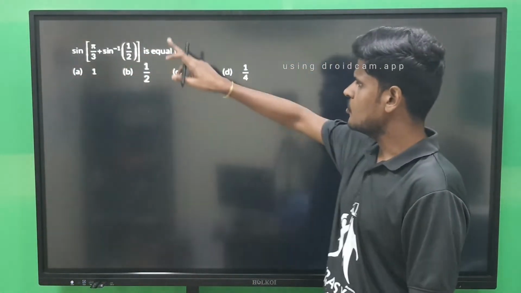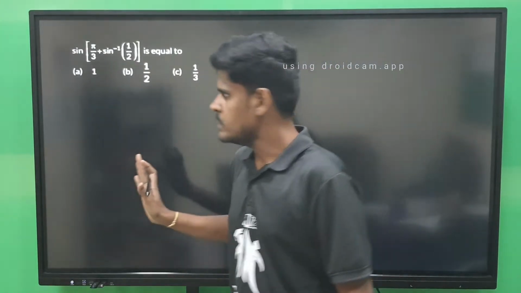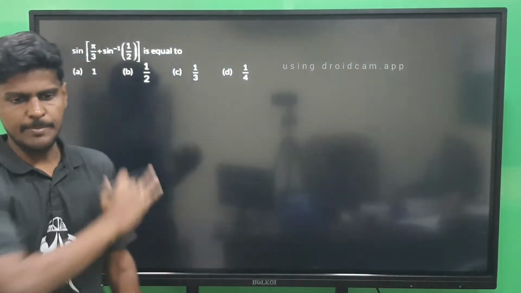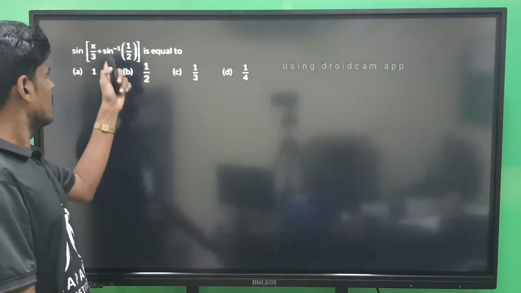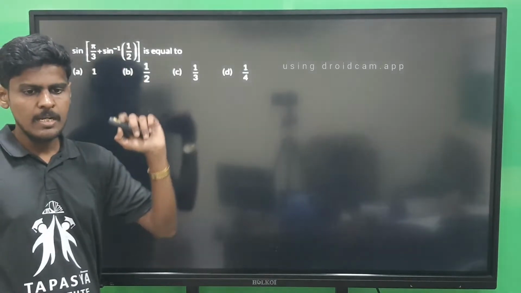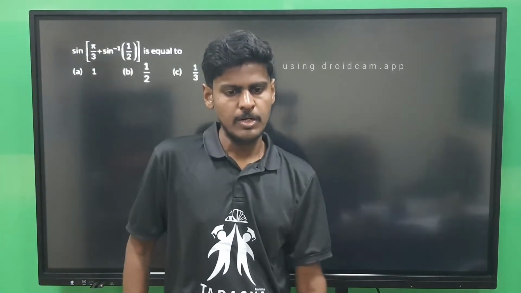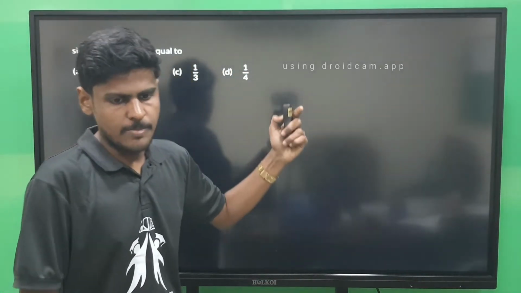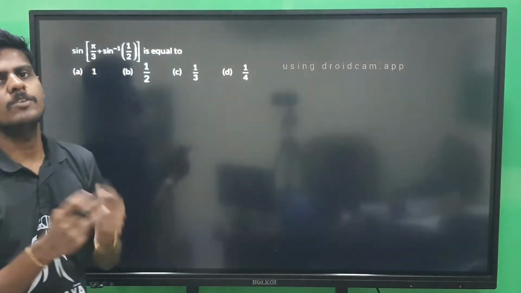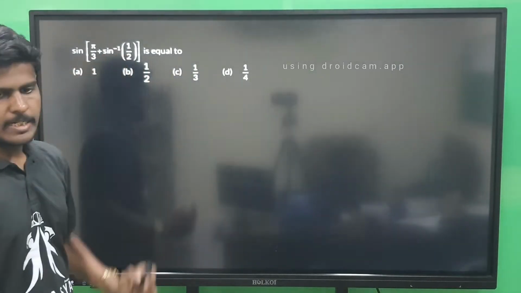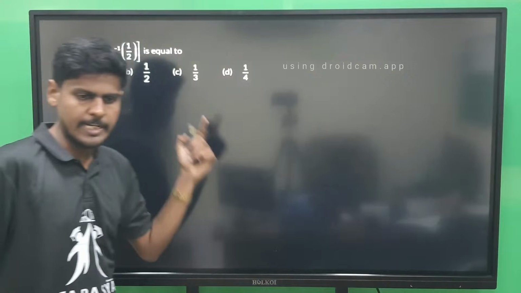What is sin inverse 1 by 2? That means at what value sin theta becomes half. That is the meaning. For an inverse function, the input is the trigonometric function output. So sin theta equal to 1 by 2 means what is theta? That is how we should think. So here this answer is actually 30 degrees, students.